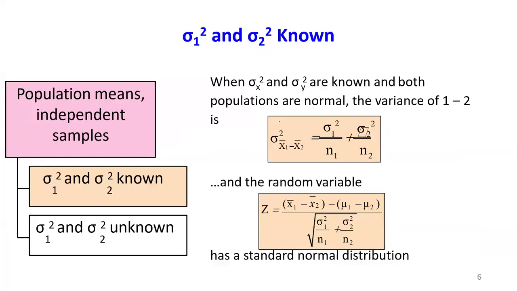So yesterday we saw that in this scenario, where the population variances are known, we calculate something called the pooled variance. Pooled variance is a variance which we calculate based on the individual variances of the populations. Here the pooled variance is calculated as sigma 1 square by n1, where n1 is the sample size, plus sigma 2 square by n2, the sample size of sample 2.